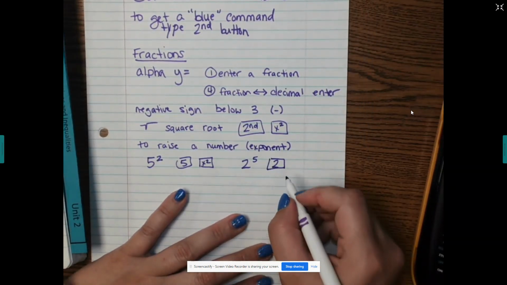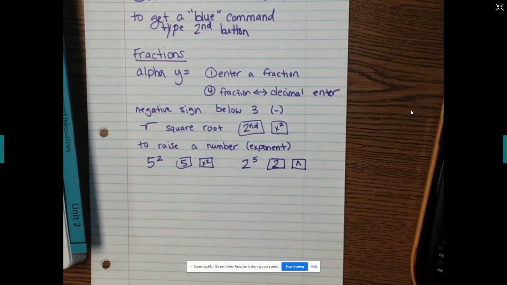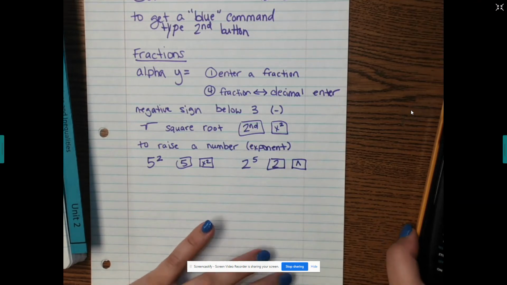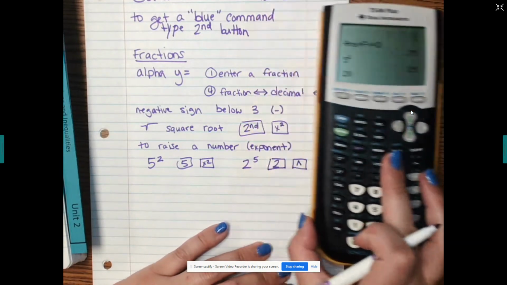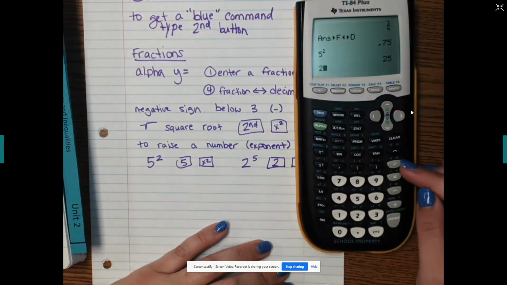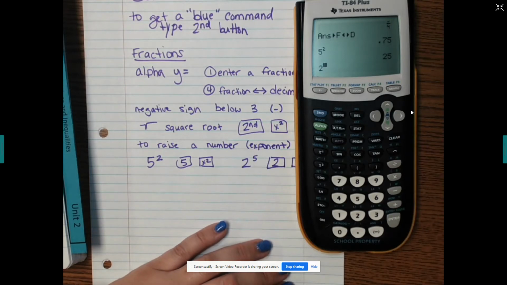Okay, so 2, and then you have a button that has an up arrow. Okay, does anybody see where that is located? Give you a hint, it's on the right side. Yes, okay, it's right here under the clear. So I type in 2, and then I type in the up arrow button, and you notice that it makes it an exponent, which is exactly what I want. I want it to raise up, okay?